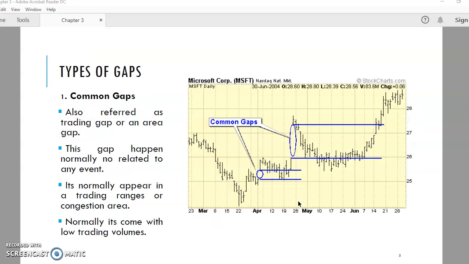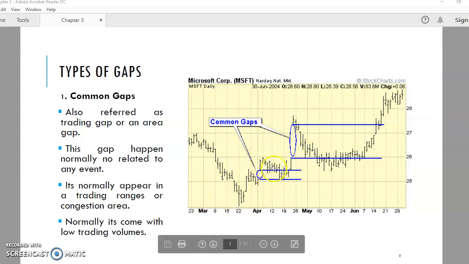So the first type of gap that I will discuss today is the common gap. A common gap is also referred to as a trading gap or an area gap. This gap normally happens without being related to any event. That's why we call it a common gap. It normally appears in a trading range or congestion area, and normally comes with low trading volume. This is an example of a common gap.